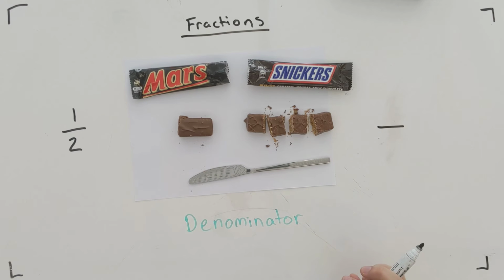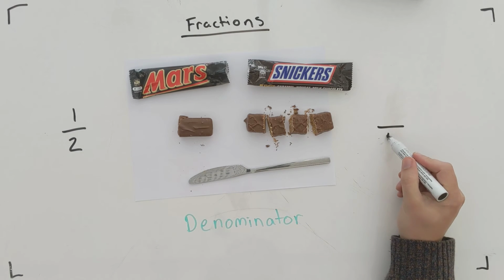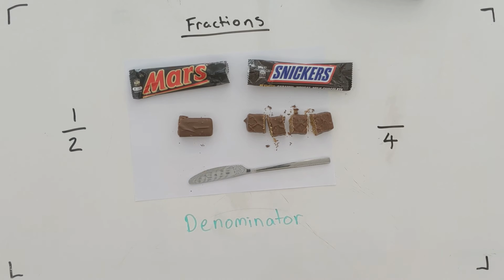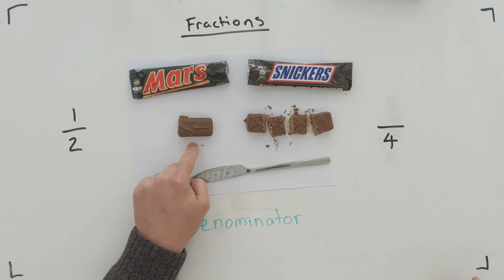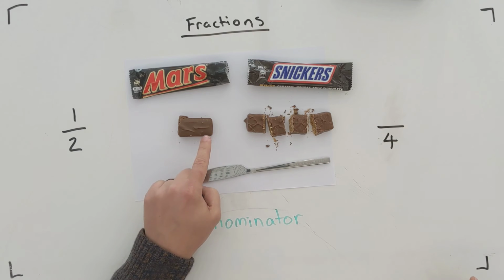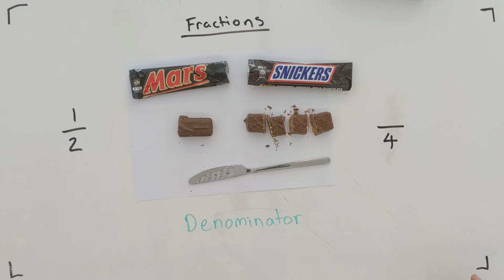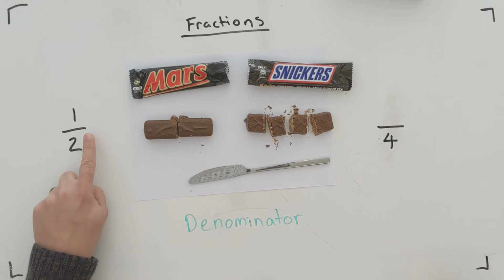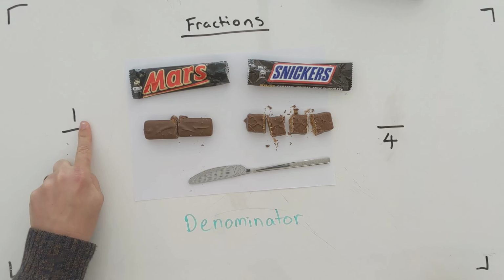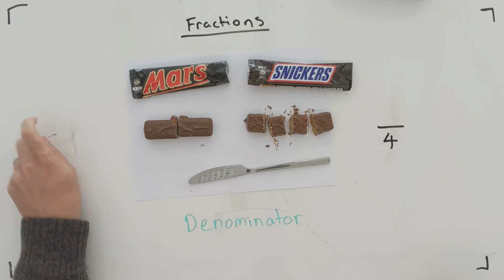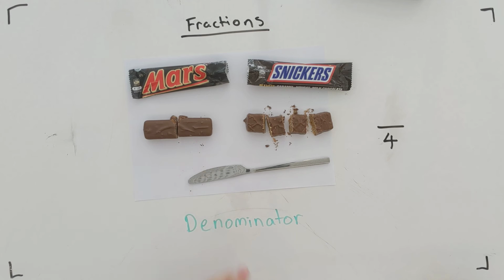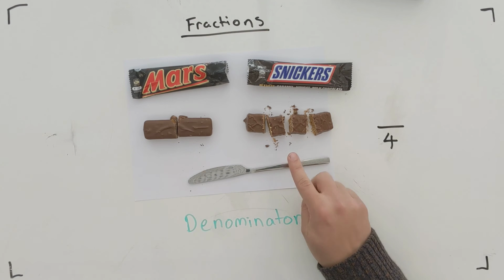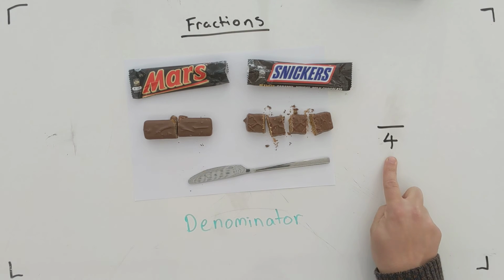In this case for the Snickers, well, it's 4 equal parts make up one whole. For the Mars bar, it's still 2 because of how big those equal parts are. If I were to cut up the Mars bar more, then maybe it would change the denominator. But for now, we've got a Mars bar cut into 2 equal parts, and we've got a Snickers bar cut into 4 equal parts. So our denominator over here is 4.